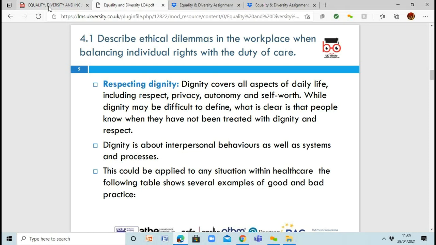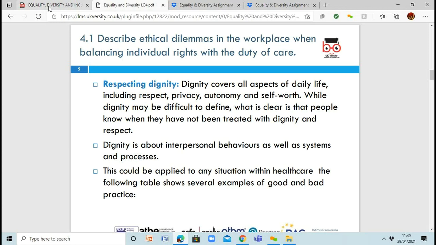When you're looking at ethical dilemmas, especially in the workplace, if it's with your patients or with your colleagues, you've got to make sure that you're respecting their dignity, because we're doing equality and diversity right now. Dignity is a very big thing within this. Dignity covers almost every aspect of life. You've got your respect, your privacy, your autonomy, where you've got a choice that you can make yourself. You've also got your self-worth. Sometimes when making a decision and putting your self-worth down, you've got to think, is it worth it? Was this choice reasonable for me? Should I have made it or shouldn't I have made it? A lot of people can think like that.